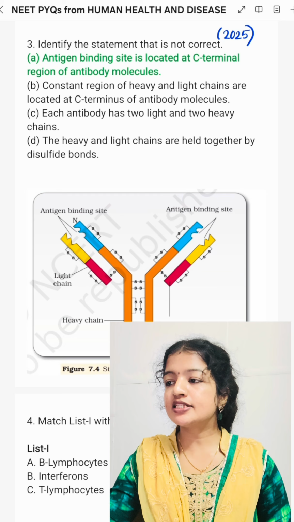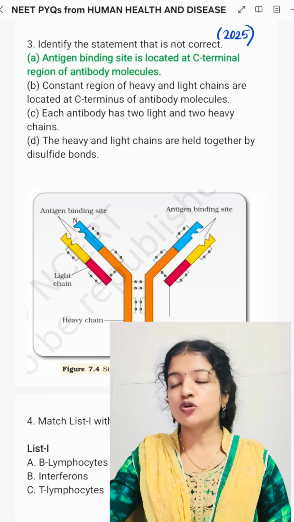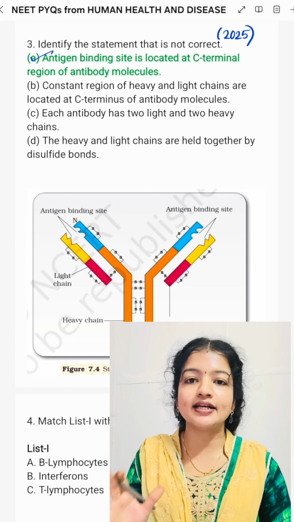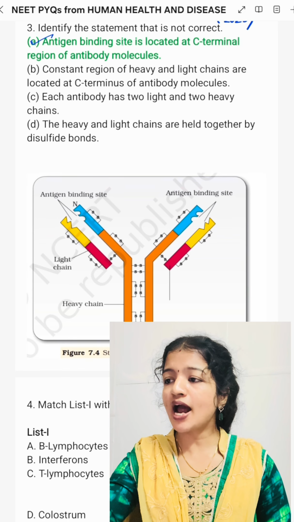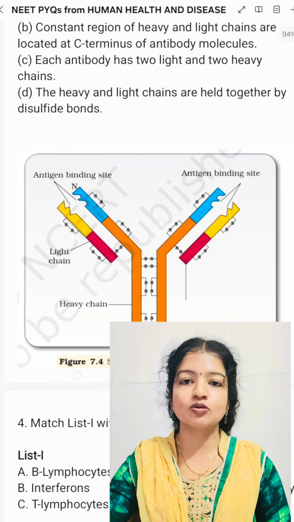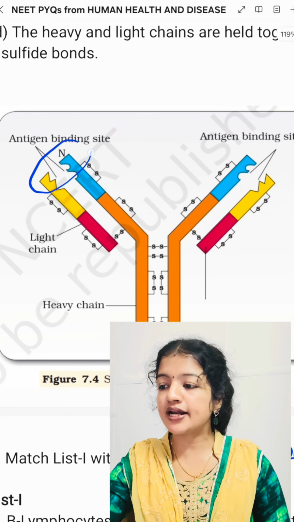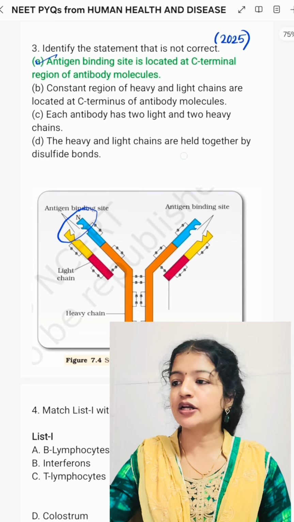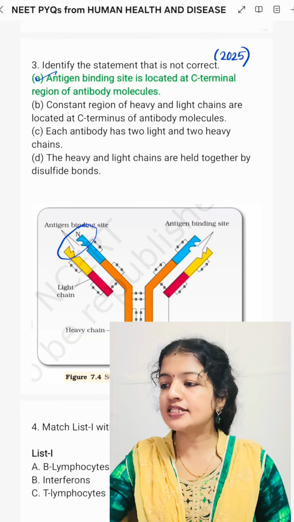Then identify the statement that is not correct. So given optionsla பாத்தீங்கன்னா option A தான் it's a not correct statement, incorrect statement. Okay. So antigen binding site is located at C-terminal region of antibody molecules ன்னு கொடுத்திருக்காங்க. This is wrong. ஏன்னா antigen binding site N-terminal region of the antibody moleculesல தான் present ஆயிருக்கும். Whereas மத்த options எல்லாம் பாத்தீங்கன்னா it's a correct statement.